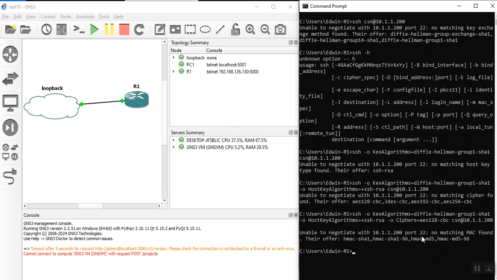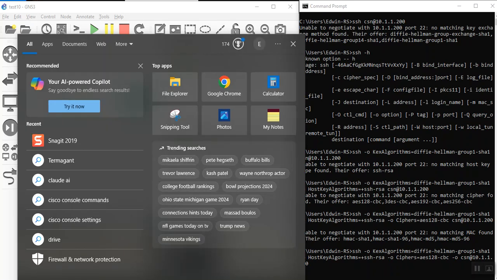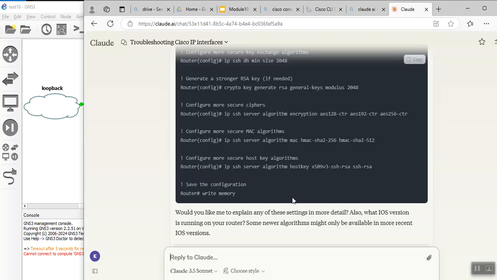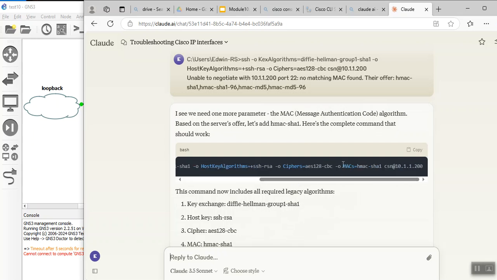Now, another problem. Now it's the no matching of the MAC, right? Okay, so let's fix that one. Let's go back. Okay, this is ciphers, right? -o, and honestly, I don't remember the exact code for the MAC. So what am I gonna do? I'm gonna use Claude. You know what? It's fine. We're gonna use Claude to make sure that we have it. Okay, so I already looked it up. MACs right here, right? MACs hmac-sha1.